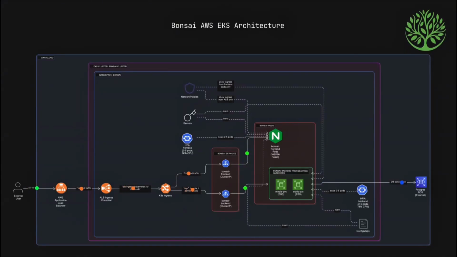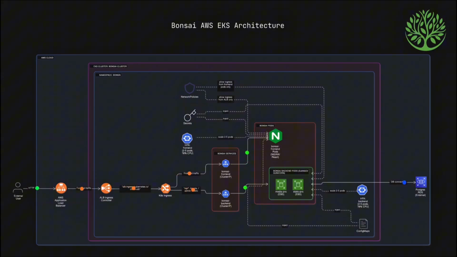This diagram shows how we deployed our BONSAI application to AWS using Kubernetes on EKS. So, how does it work? Well, the user's traffic hits the AWS load balancer, which routes it to our Kubernetes ingress controller. From there, traffic is sent to the front end or back end pods inside the BONSAI namespace. We use secrets and config maps to securely inject environment variables like database credentials.